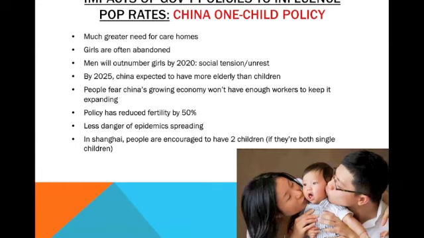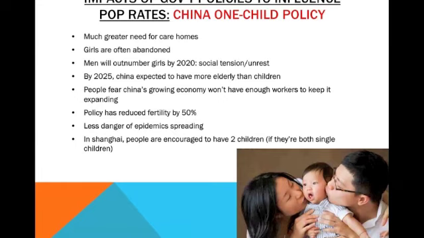So the impact of this policy, well, firstly, there was a much greater need for care homes because there would be fewer children, but the population that's already there keeps getting older, so there's an aging population, and these people do need care homes. So an impact of it was that there was a much greater need for care homes for old people.